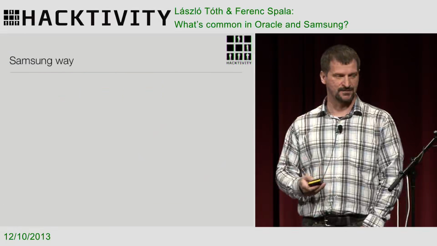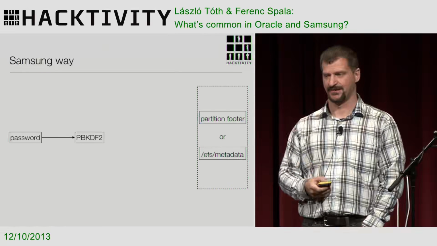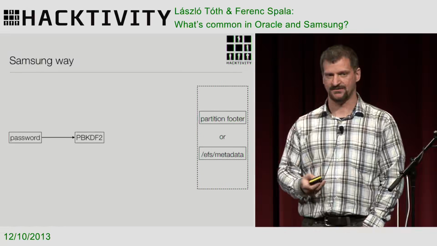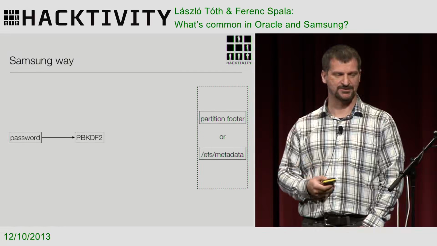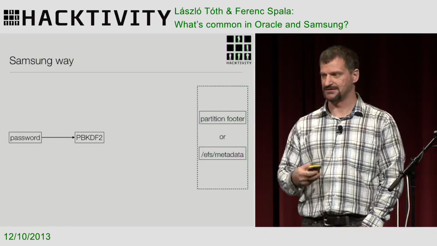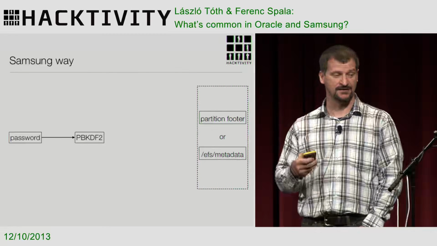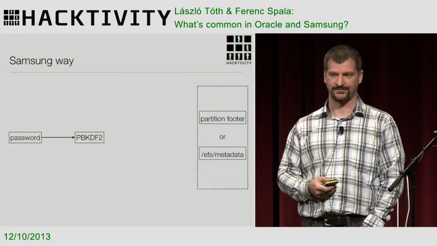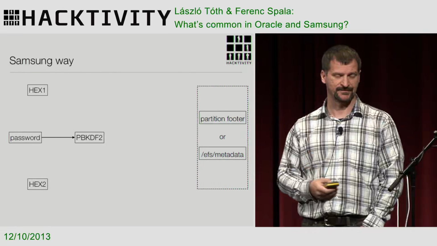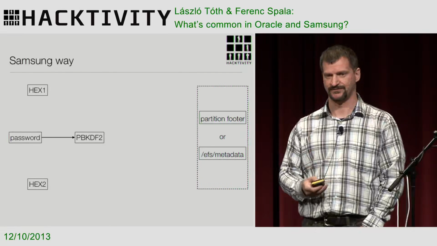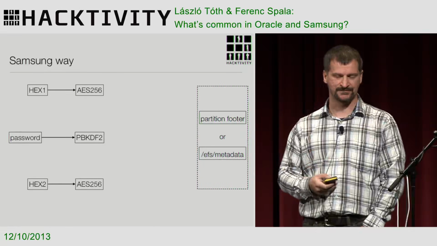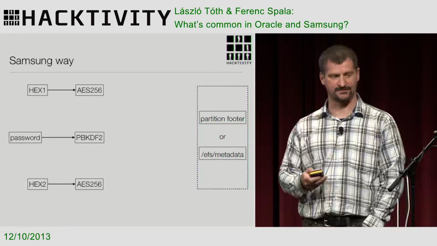In case of Samsung, the basic idea is the same. A key is generated from the password and used to encrypt the actual encryption key. And the result is stored in the same file or in the encrypted partition's footer. The difference starts here. There are two hex constants. They are AES encrypted with the key derived from the password.